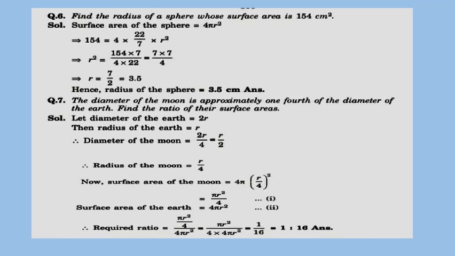In this way, without putting values, if you have to find out the ratios, we don't have to calculate the actual value. Leave pi as it is because it gets cancelled.